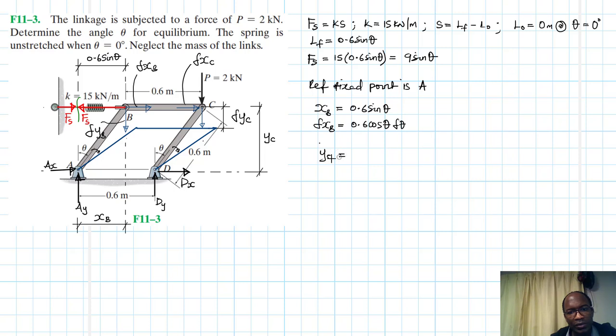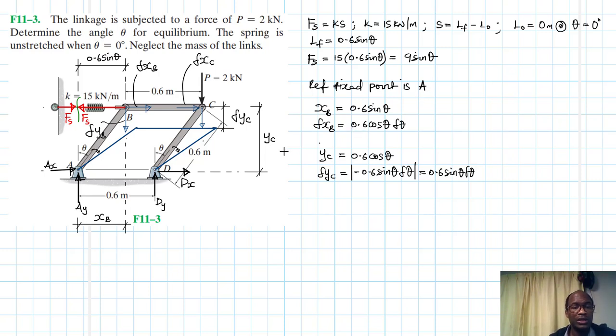The other one is yc is equal to 0.6 cos theta. Therefore, del yc is just going to be equal to minus 0.6 sine theta del theta, and I'm going to put it, I want the absolute value, so this just gives us sine theta del theta. All right, so we have these two equations and we have the spring force already.